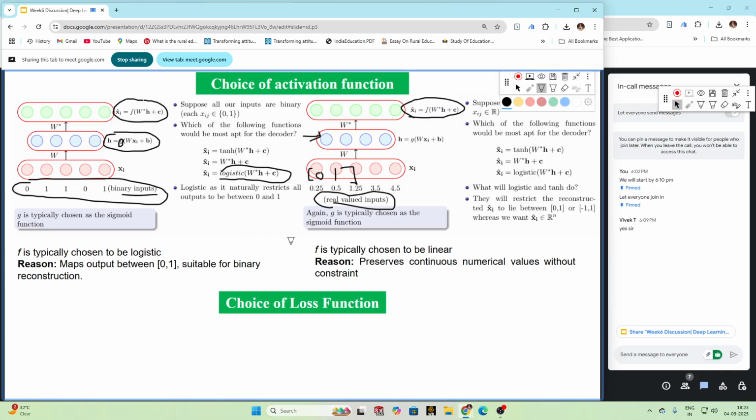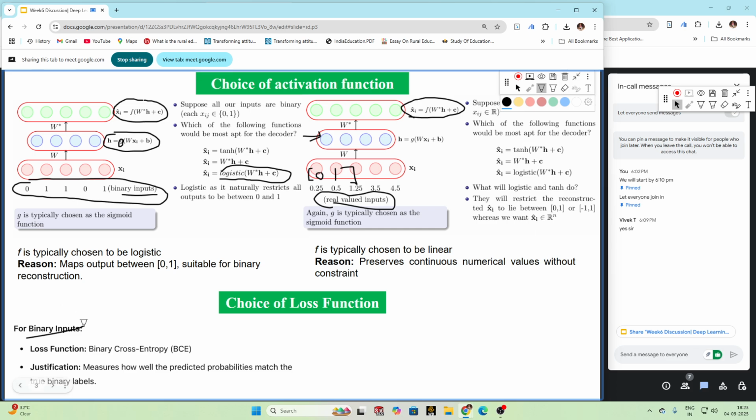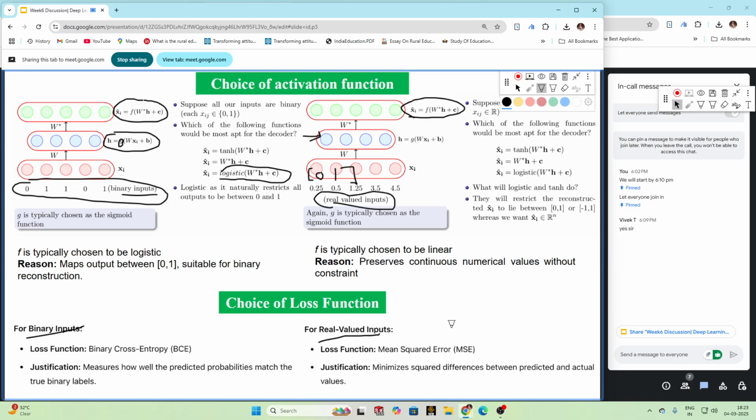Now what is the choice of loss function? Whenever we are talking about binary inputs, they can be treated as nothing but probabilities. The range of probability is also from 0 to 1, and this binary input can be thought of as a sort of probability. So for binary inputs, the loss function we use is binary cross entropy. And for real-valued input, we use the mean squared loss. Okay, so that is the choice of loss function for binary input and real-valued input.